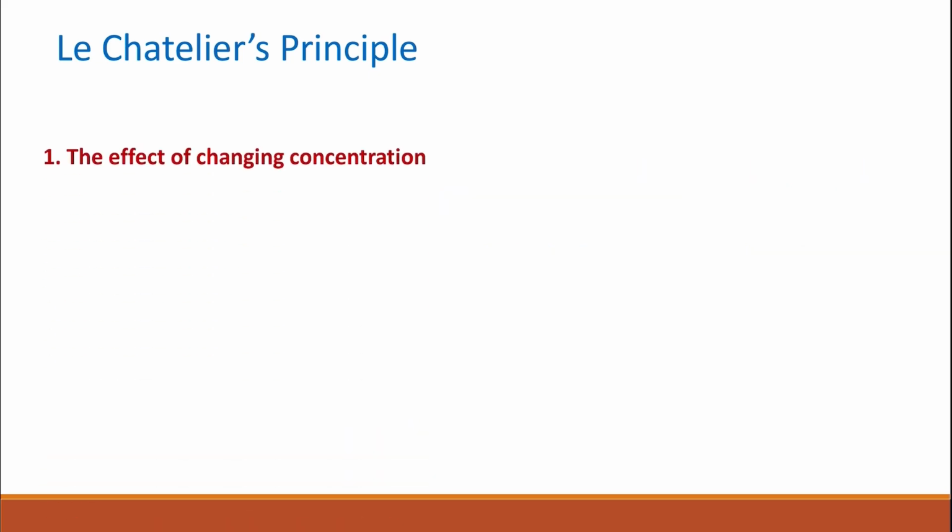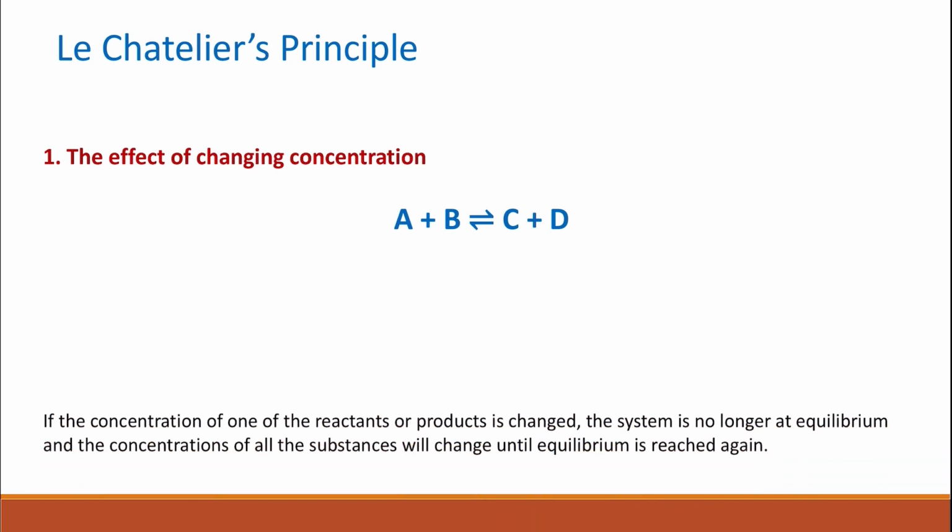So what are the different factors that affect the position of the equilibrium according to Le Chatelier's principle? First is the changing of the concentration. If you have a reversible reaction like A plus B that gives you C and D, then if the concentration of one of the reactants or products is changed, the system is no longer at equilibrium. Then the concentrations of all the substances will change until equilibrium is reached again.